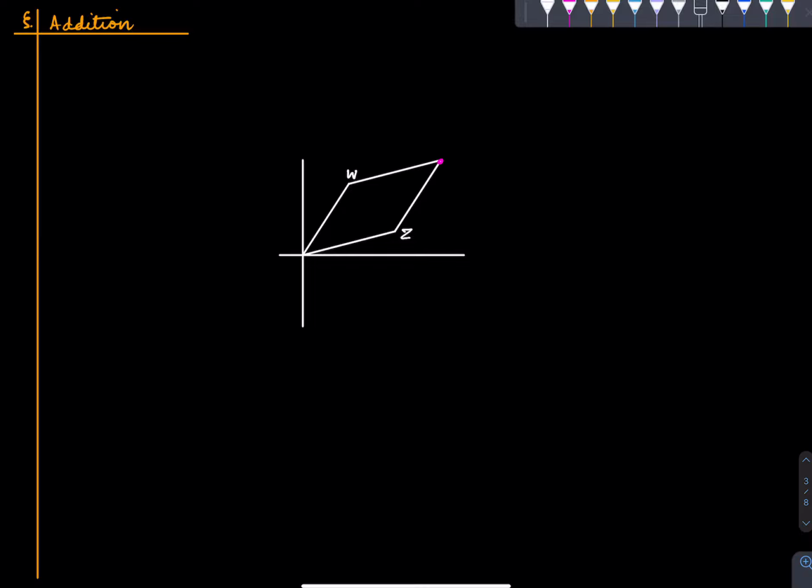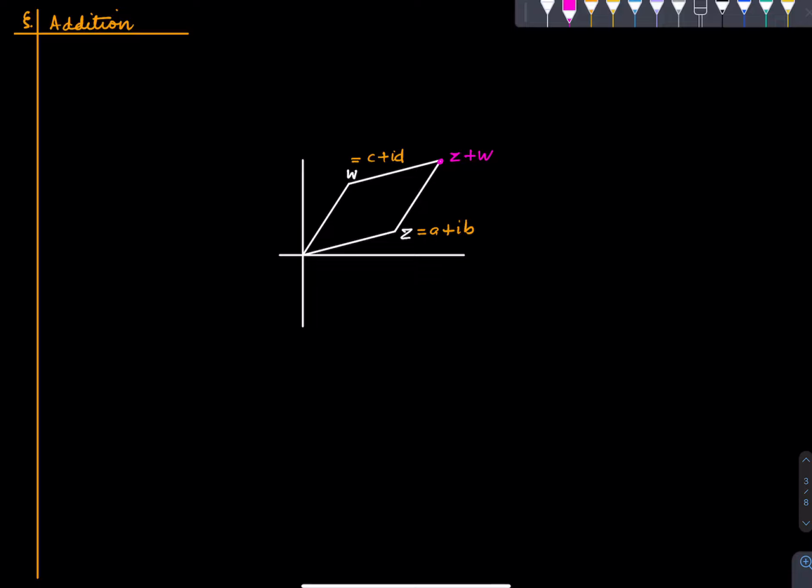So let's quickly review our geometric interpretation of addition. Suppose I have two complex numbers, z equals a plus ib and w equals c plus id. Then we would like to say that if we complete this parallelogram, basically translate this one, put its tail here and get this point, then this pink point is actually z plus w.